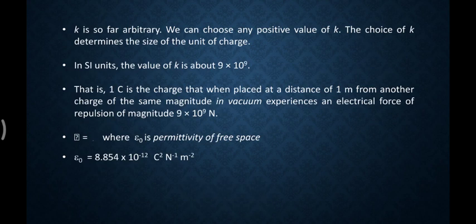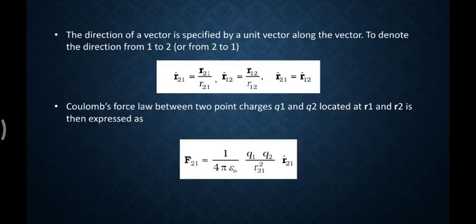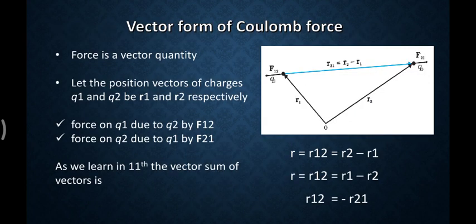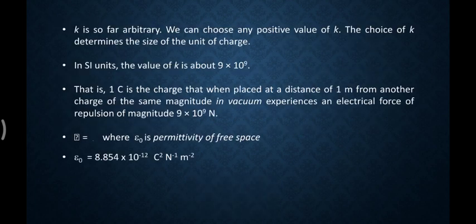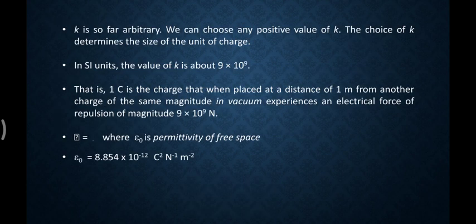If you are with your book, your k can be expanded as 1 upon 4 pi epsilon 0, where epsilon 0 is the permittivity of free space. Let me show you. Yes, here is 1 upon 4 pi epsilon 0. That is k. So F is 1 upon 4 pi epsilon 0 times q1 q2 upon r square.